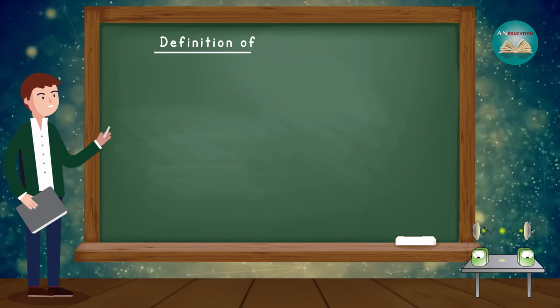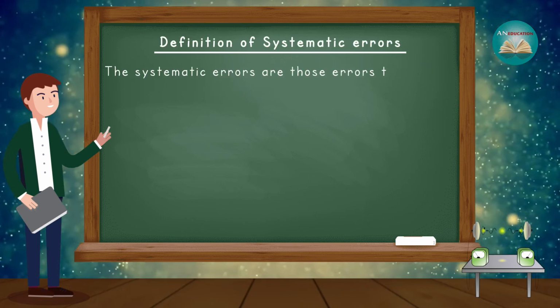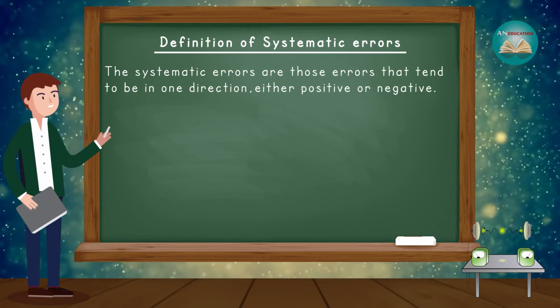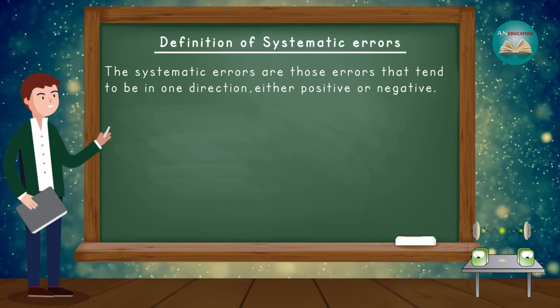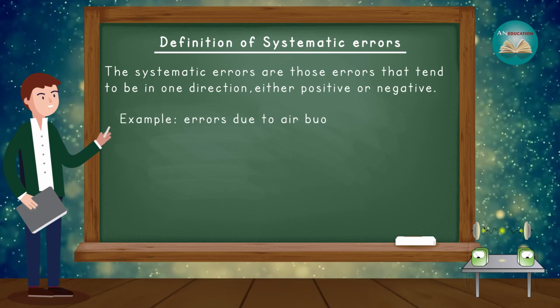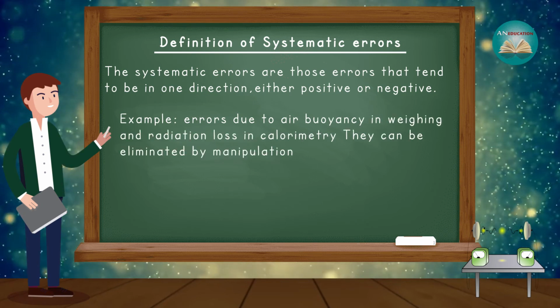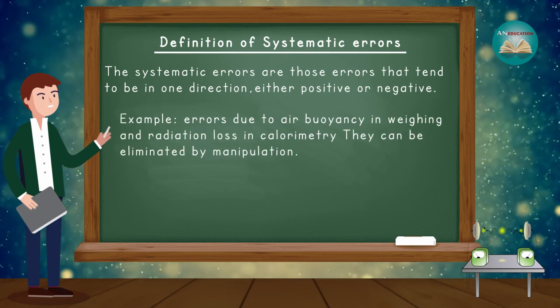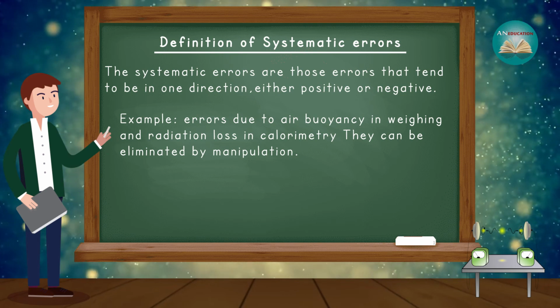Let's discuss the definition of systematic error. The systematic errors are those errors that tend to be in one direction, either positive or negative. Example, errors due to air buoyancy in weighing and radiation loss in calorimetry. They can be eliminated by manipulation.